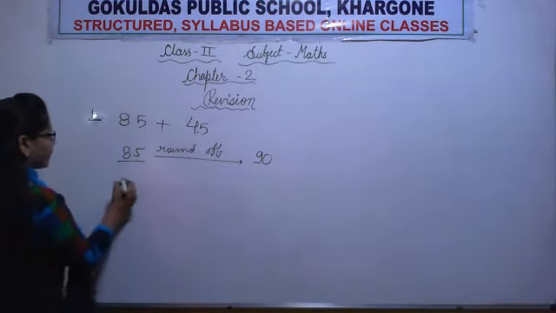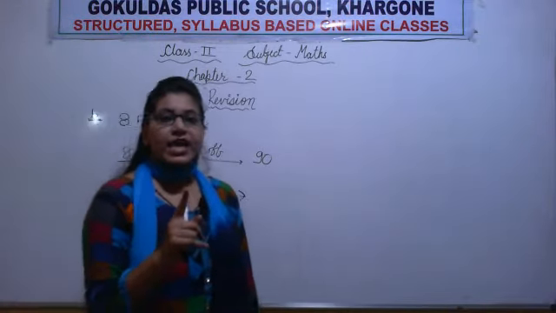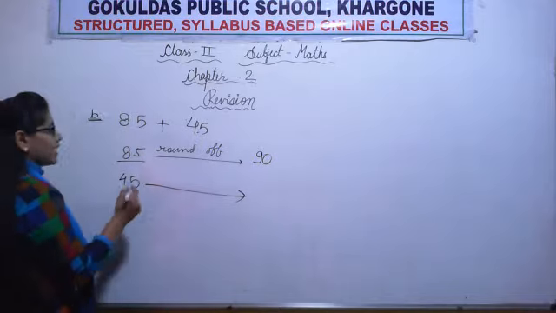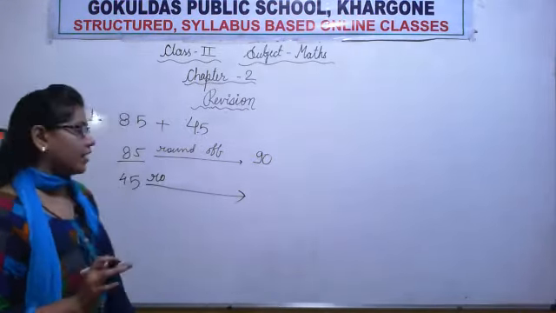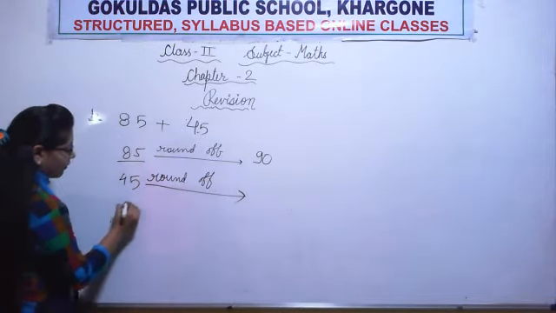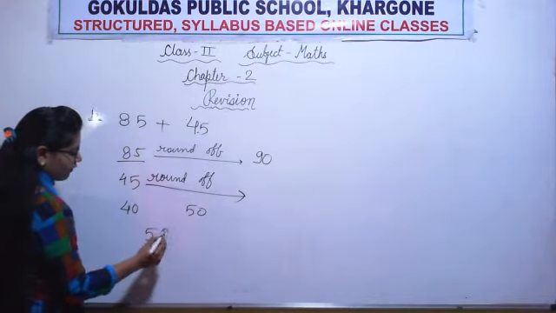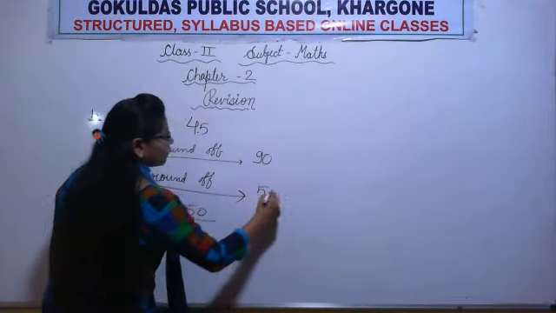Now number 45. See, there are two methods of rounding off. One is the half-way method, which we have done in previous questions. The other is by seeing digits. So you can do either method, whichever you are comfortable with. If you are comfortable with the half-way method, you can do that also. So again, 45 lies between 40 and 50. Now the number 5 is there. So whenever 5 is there, what do we do? We round up. So we will round it up to 50.